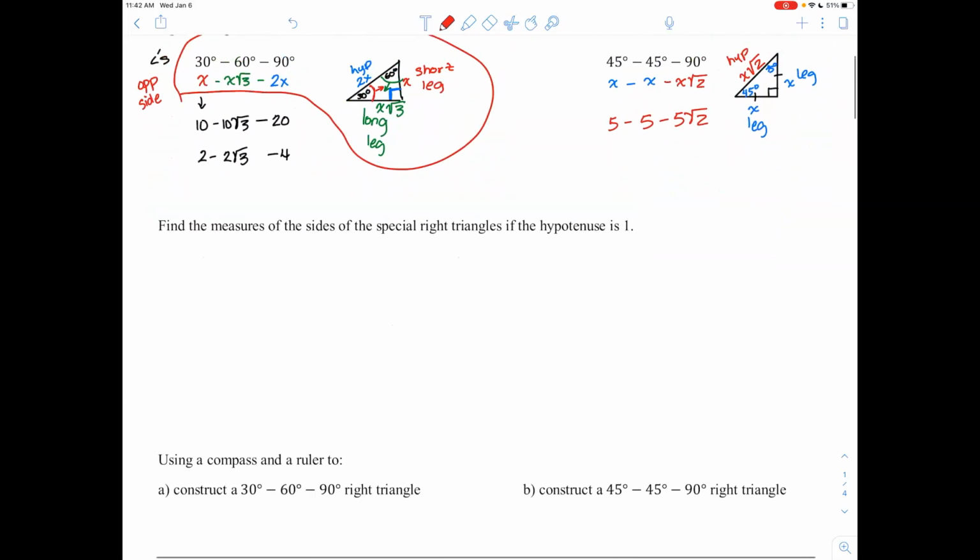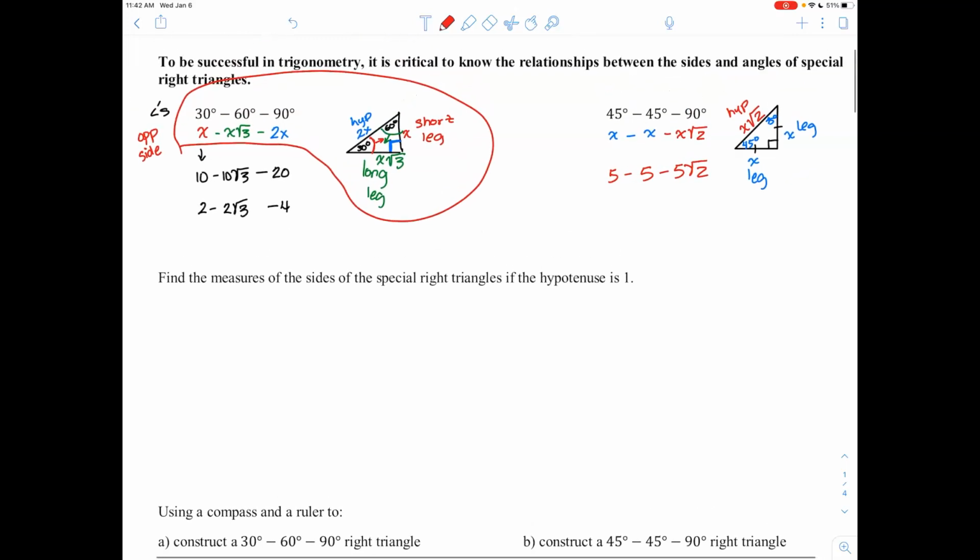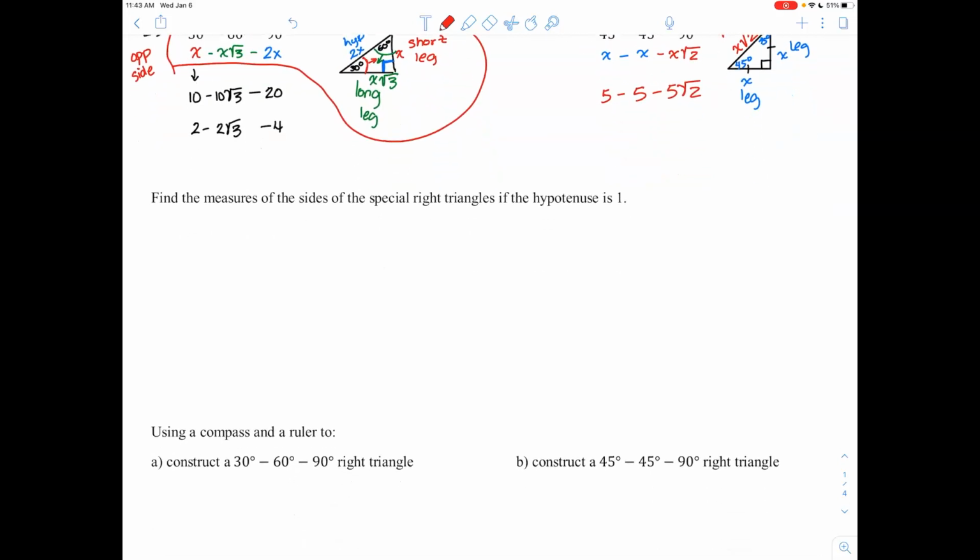Okay, so since those relationships are always the same, you can always use them to help you solve problems that involve a 30, 60, 90 or a 45, 45, 90. Again, they're my starting point. So the instructions say find the measure of the sides of the special right triangles if the hypotenuse is 1. If the hypotenuse is 1.